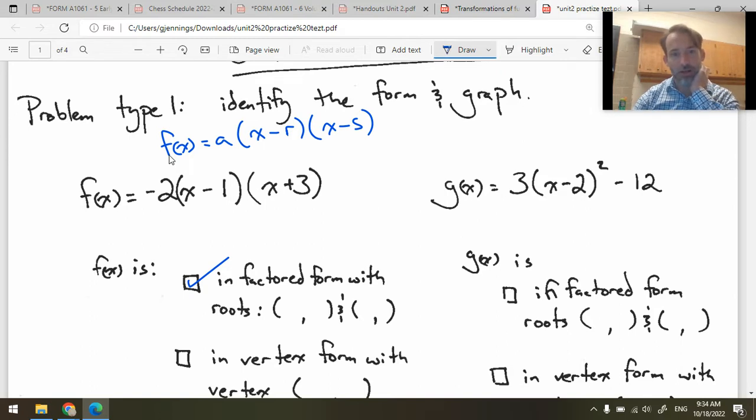And the roots are 1, 0, and negative 3, 0. I have to take this number, and notice I have to flip its sign to find the x value of that root, and this one I flip that sign to find the x value of that root. The form tells me that I flip signs. Okay, so let's actually graph it right now.